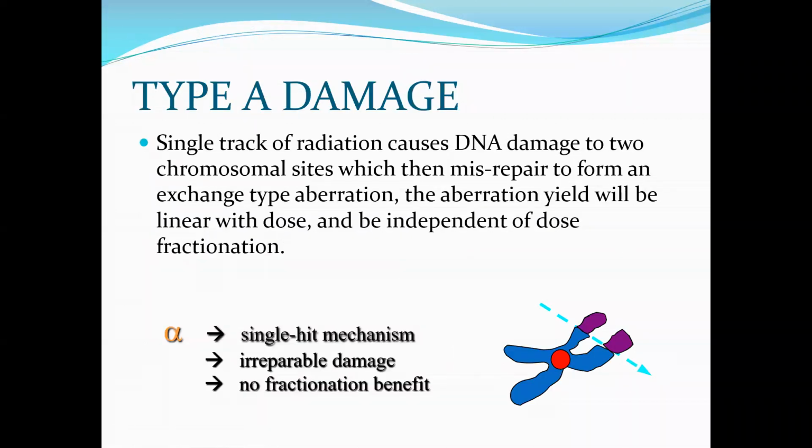So the linear damage is type A damage, or alpha damage, and the quadratic damage is type B damage, or beta damage. Single track of radiation causes DNA damage to two chromosomal sites, which then misrepair to form an exchange type aberration. The aberration yield will be linear with the dose and be independent of dose fractionation. So alpha is a single hit mechanism, irreparable damage, no fractionation benefit.